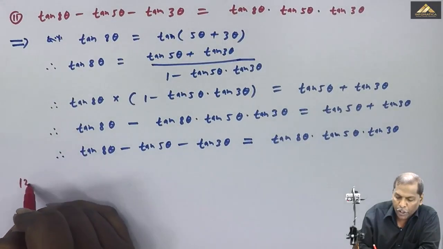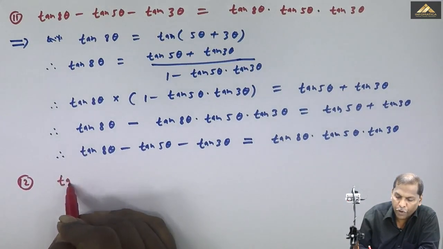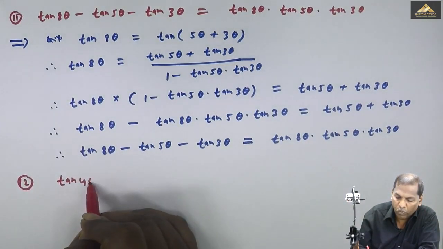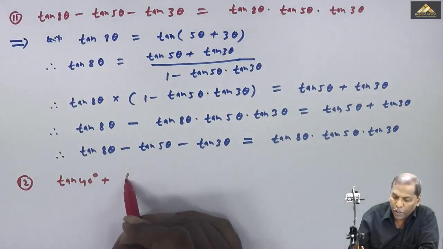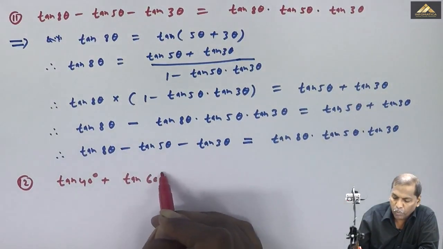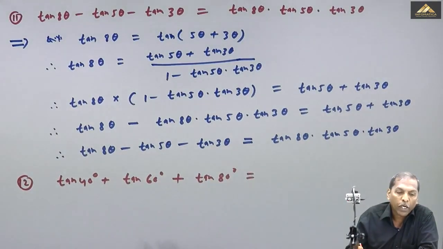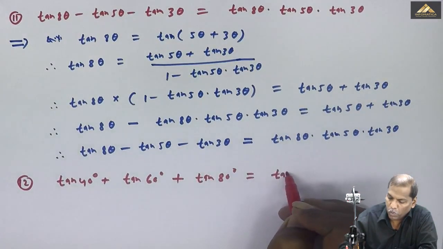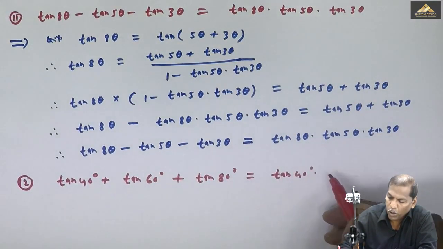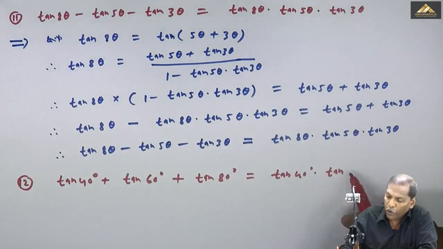Now let's see question number 12, that is to prove that tan of 40 degree plus tan of 60 degree plus tan of 80 degree is equal to tan of 40 degree into tan of 60 degree into tan of 80 degree.